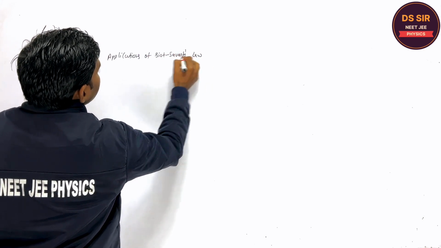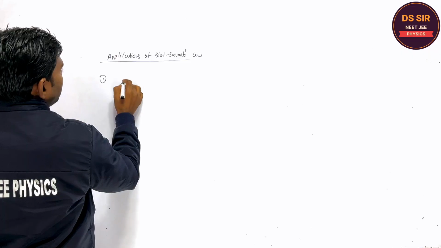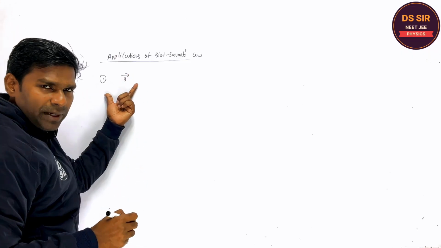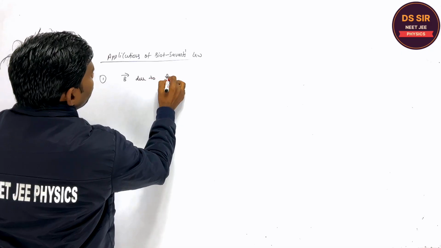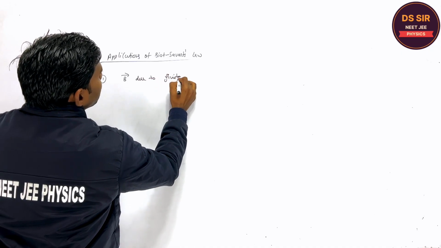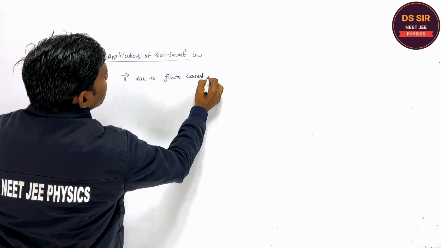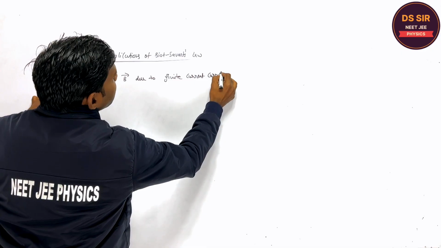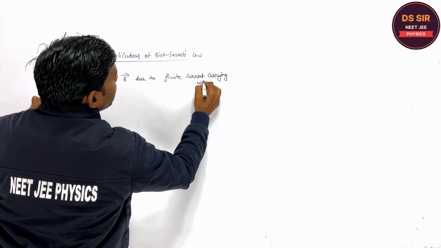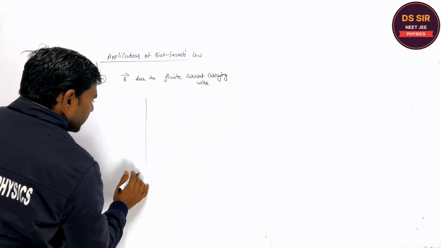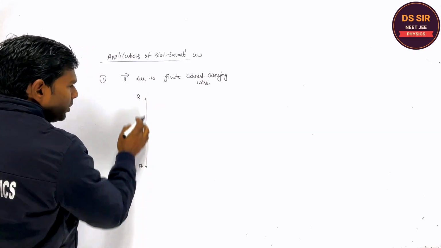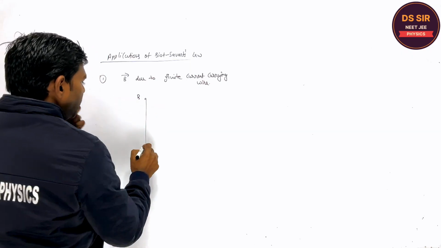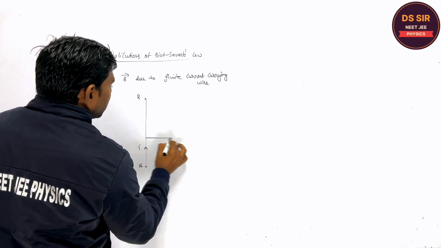Biot-Savart's law. What is the application? First, the magnetic induction, sometimes called the magnetic field, due to a finite current carrying wire. Suppose this is the wire. The finite length means the wire only has length from A to B. The current is I.